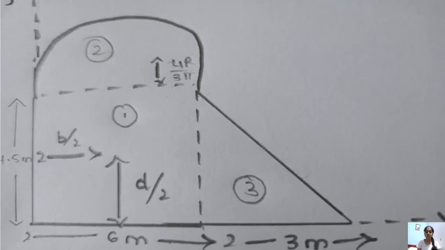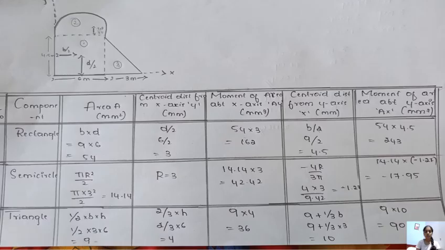Now let us see the problem. This is the given figure. Here we have a rectangle, a semicircle and also a triangle. Here the figure is asymmetric, that is, if we cut the figure it is not going to cut along a symmetrical axis, so we have to divide this figure into known geometrical shapes. First we have to form the table.